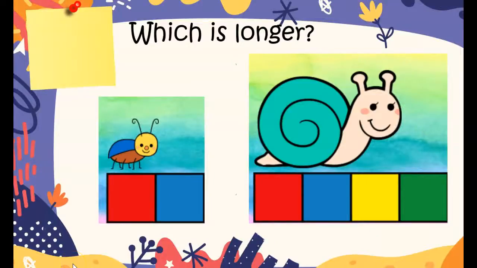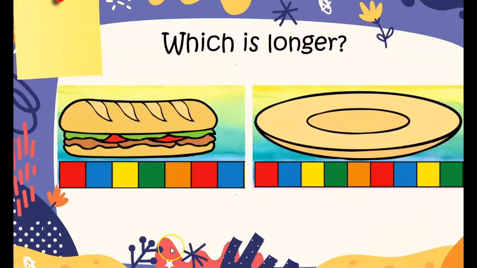Let's practice. Which is longer, the insect or the snail? I'll bet you said the snail, and you're exactly right. We can see that the snail is 3 cubes long, while the insect is just 1 cube long.